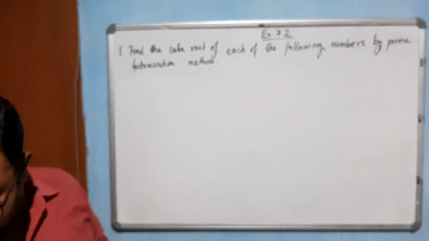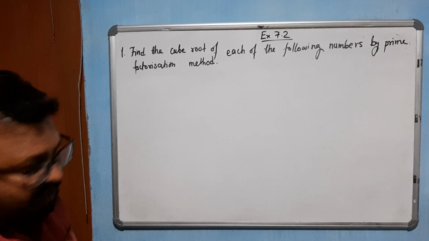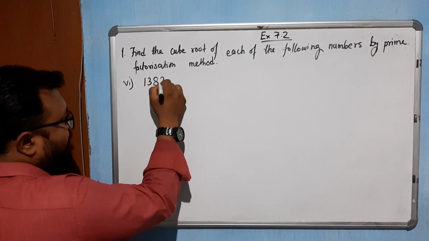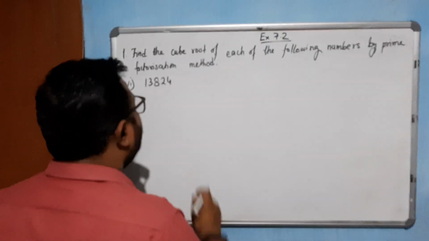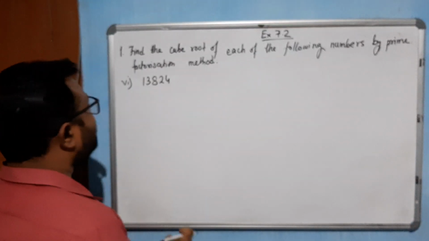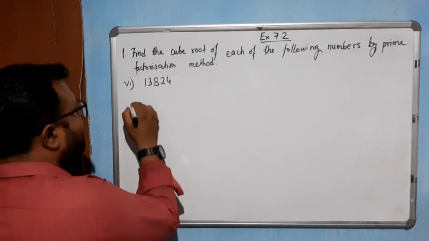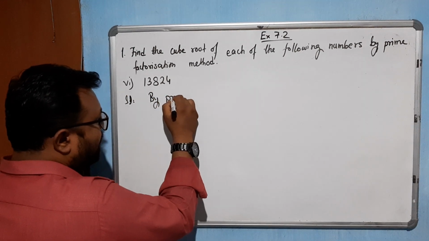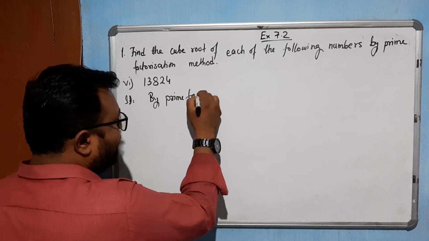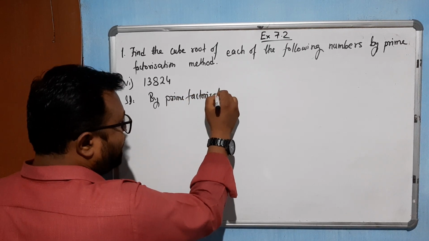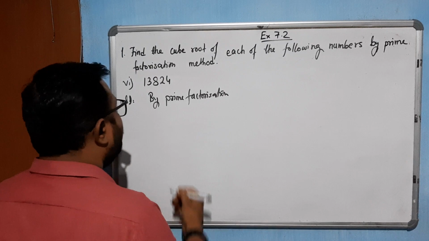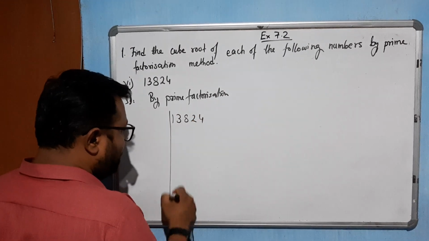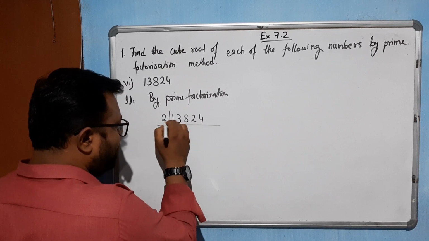This is 6, 13824. 6 number, 13824. Look at here. Solution by prime factorization. Okay. 13824. So let's do by 2.